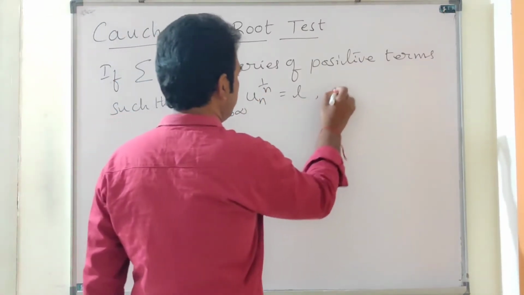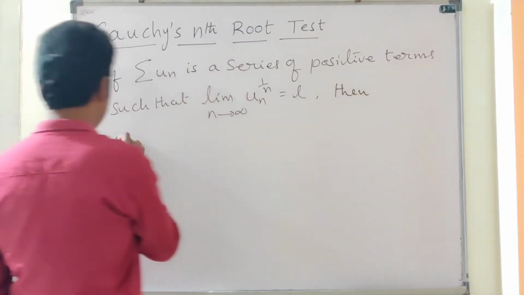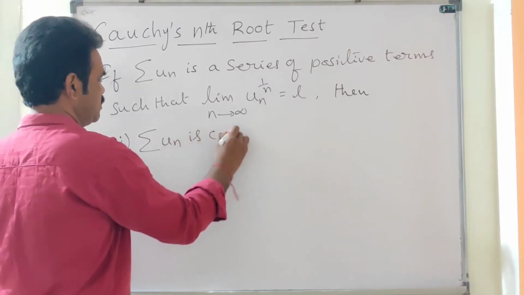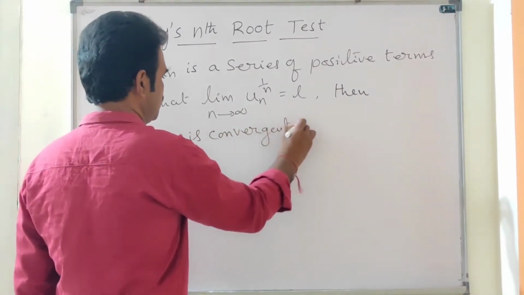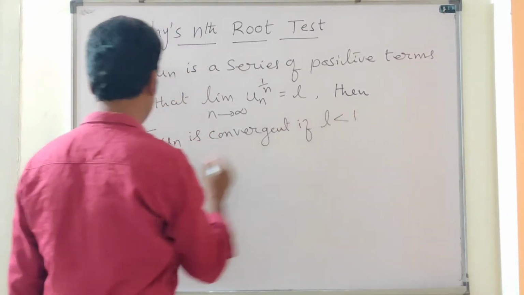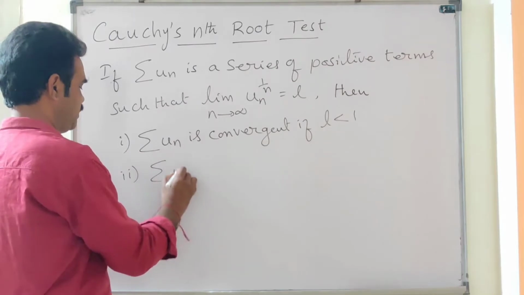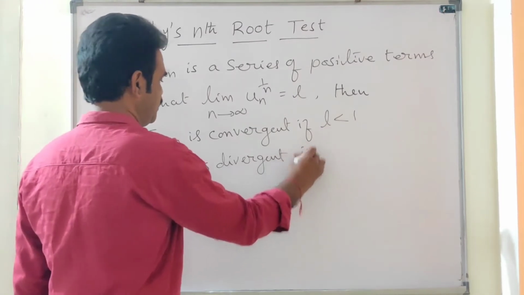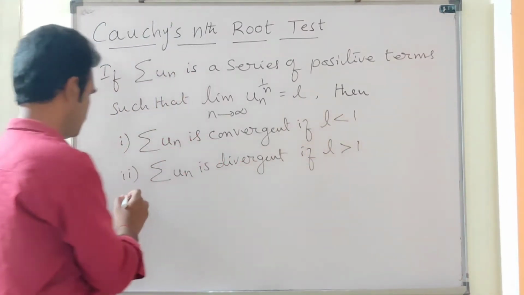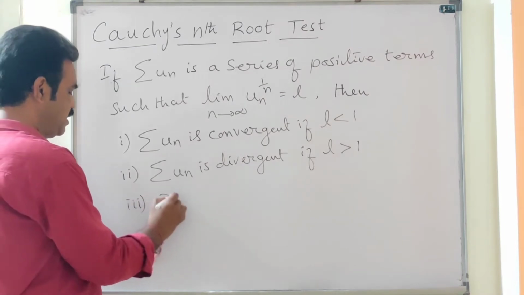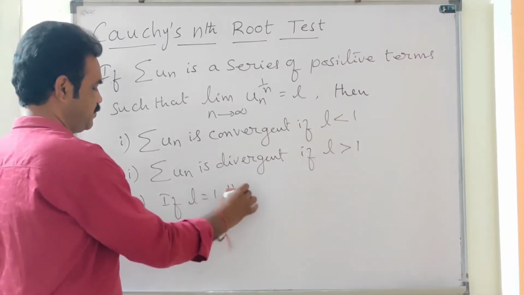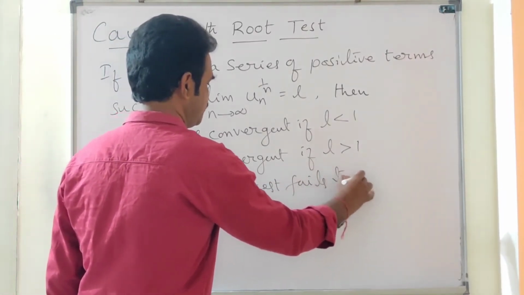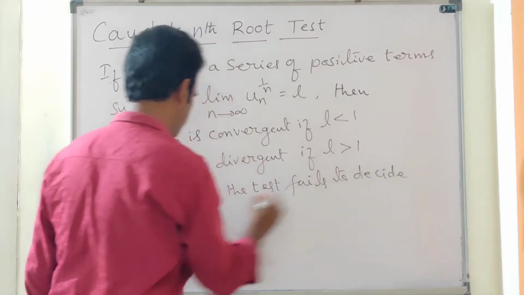Then sigma un is convergent if L less than 1, sigma un is divergent if L greater than 1, and if L equal to 1, the test fails to decide the nature of the series.